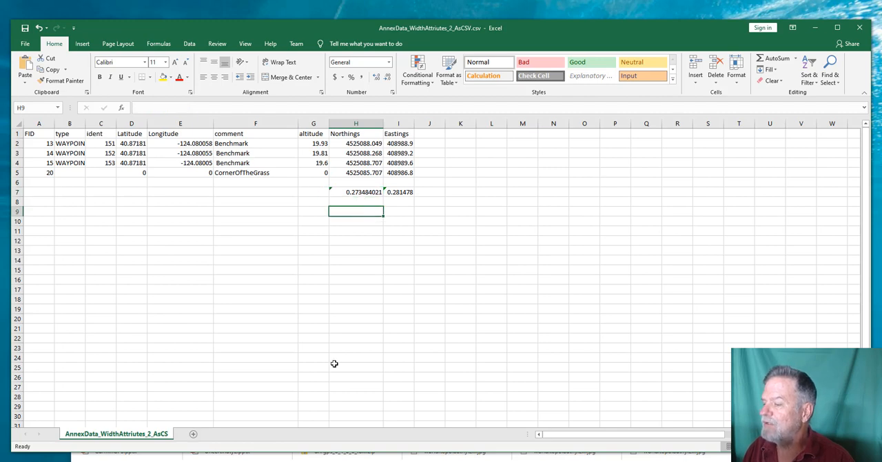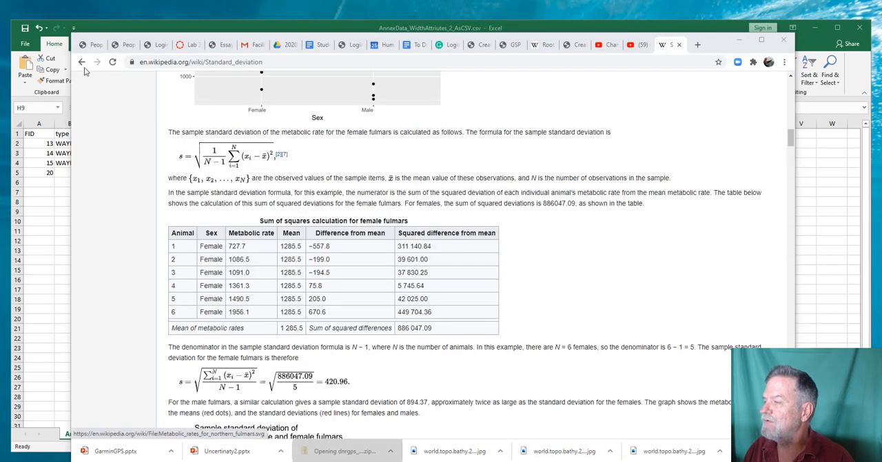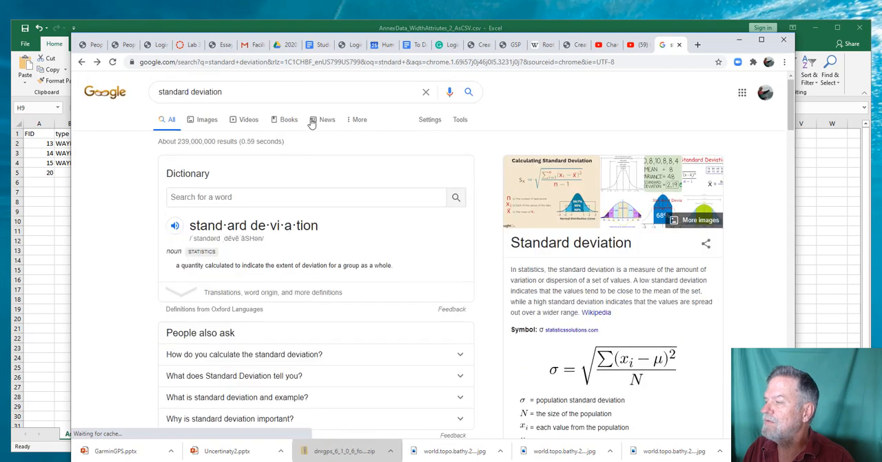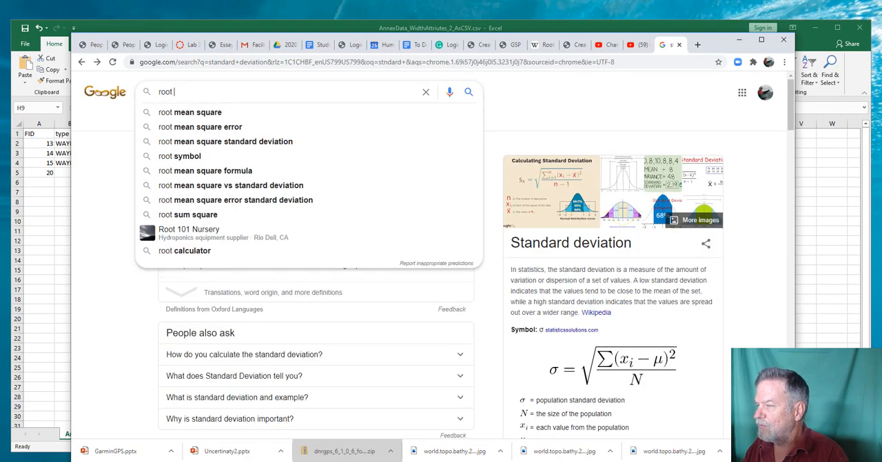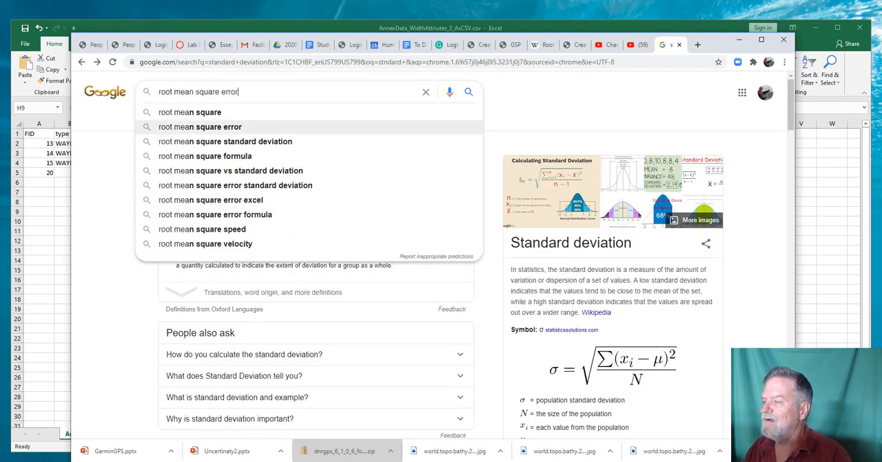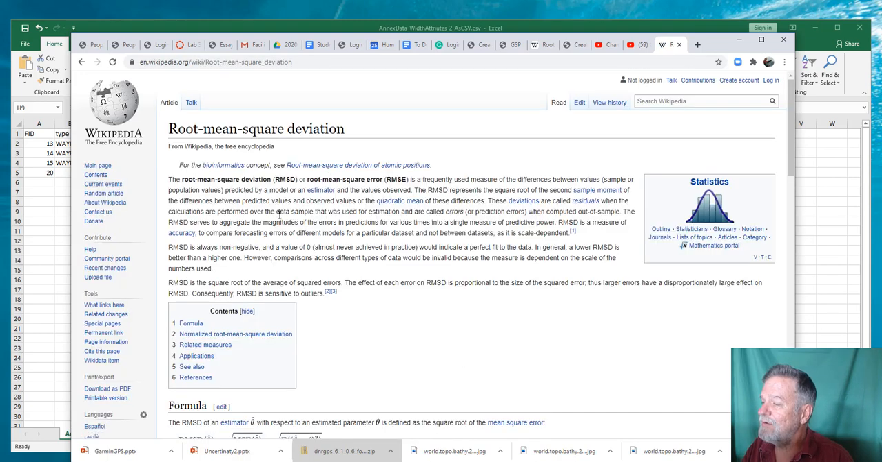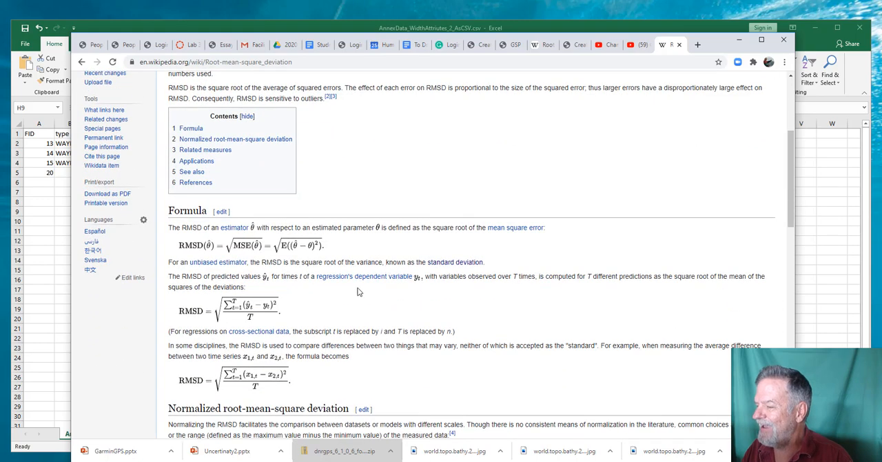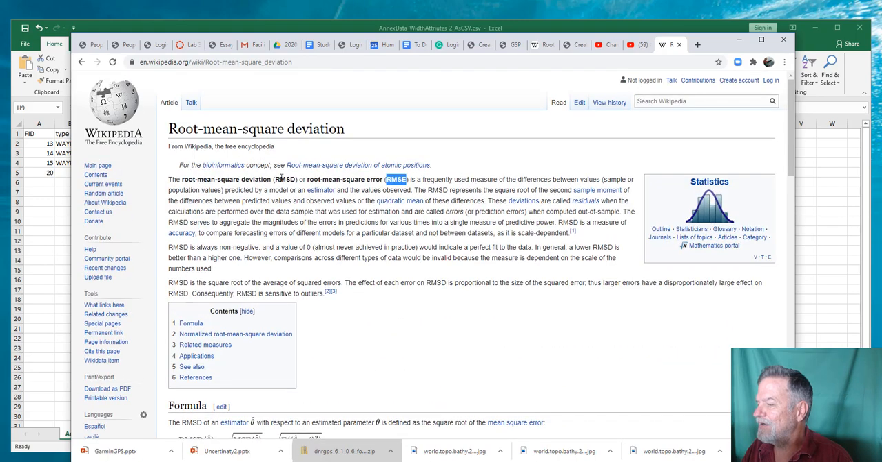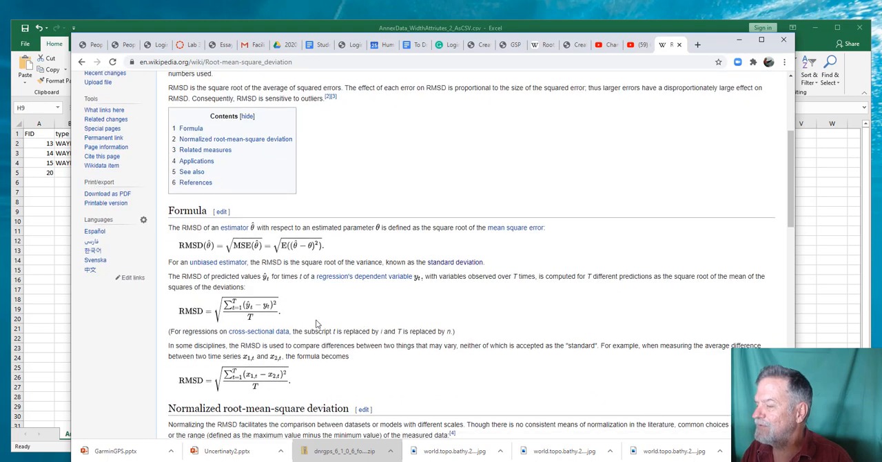All right, so now we need to compute RMSE. So if we go to the web and we type in root mean squared error, first we, again, go to Wikipedia and we find out it's also called root mean squared deviation, as well as RMSE. RMSE is what I learned a while ago, and now it's being called RMSD. That's fine. Two different names for the same thing.